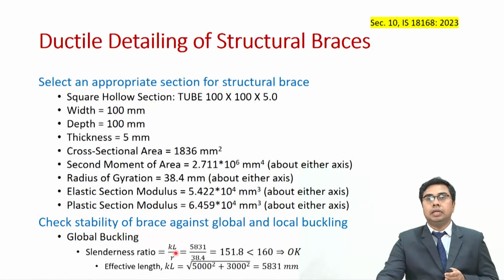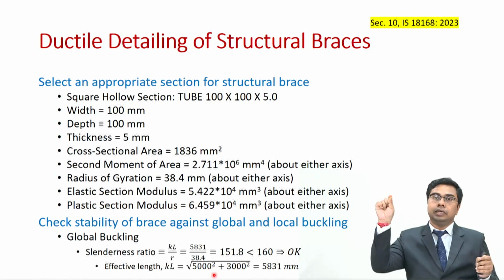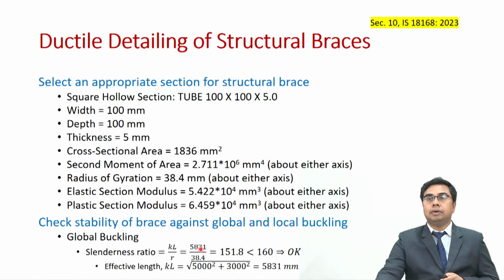The effective length of the brace shall be obtained as shown over here, because 5 meters is the bay width, that is, the length of the beam, and 3 meters is the story height. So, the brace which we have provided diagonally will have an effective length of 5.83 meters. Once we have obtained that, we will divide by the radius of gyration for the brace section, which is 38.4 millimeters, obtained from the steel table. We get this ratio as 151.8, and this should be less than 160 in order to prevent global buckling. So, therefore, this is all right.